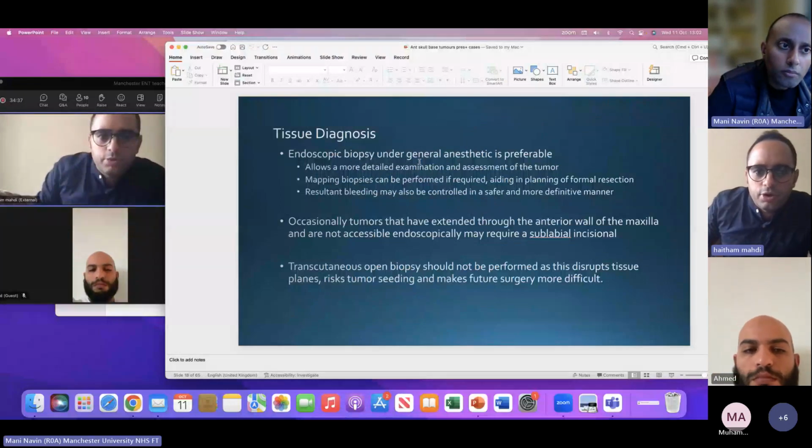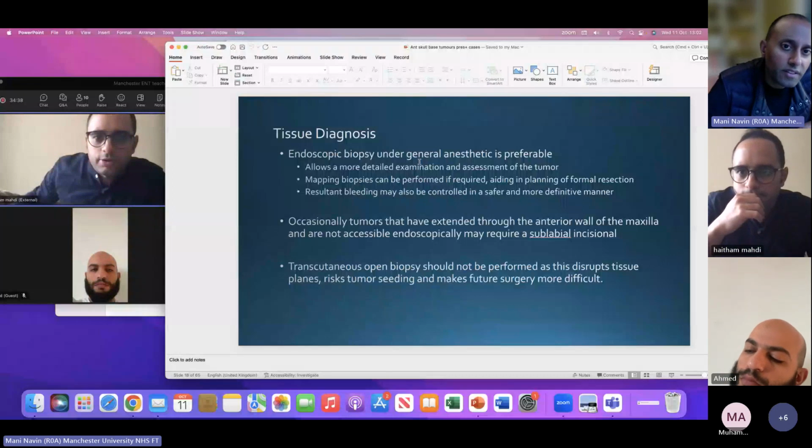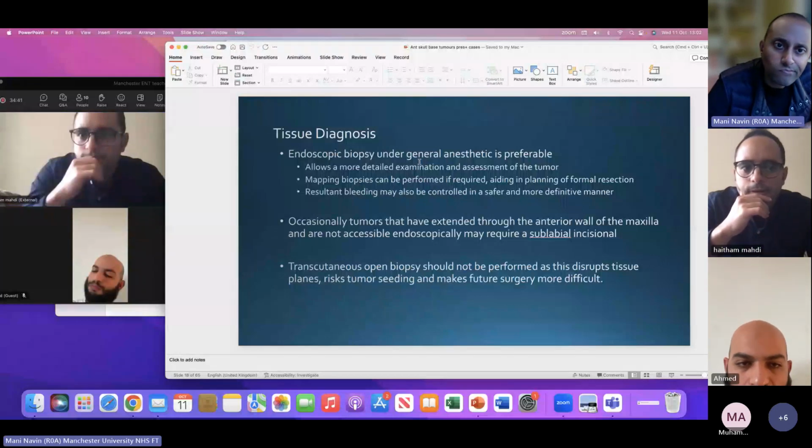Would you do the MRI with a contrast or without? So the MRI, yes, with contrast. Okay. With contrast. Sure.